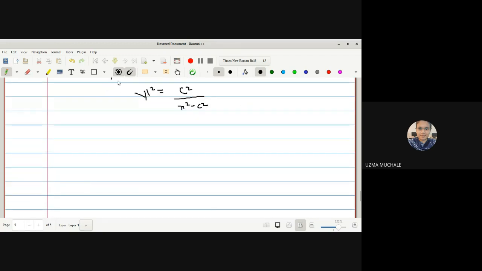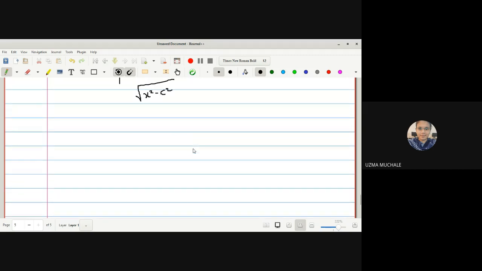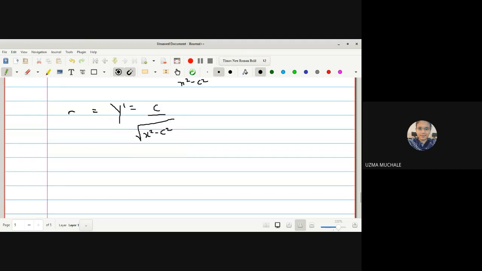So taking a square root, you get y dash is equal to c upon under root of x square minus c square. Now again, you can see this is a differential equation, dy by dx is equal to this. So again, integrating with respect to x, y is equal to integration of c upon under root of x square minus c square, with respect to x, plus some constant of integration. C we have already used, so we'll use b.